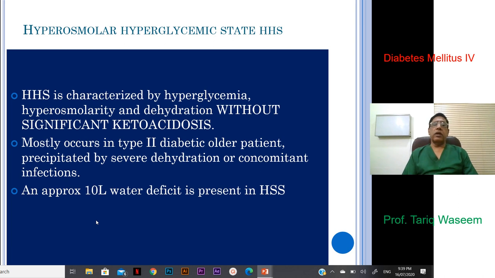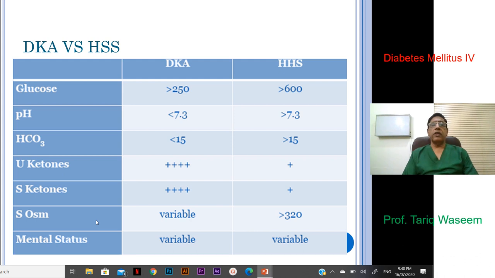It is more common in type 2 diabetics and elderly patients, and is usually precipitated by severe dehydration and concomitant infections. Fluid loss is even worse in the hyperosmolar state than in ketoacidosis. Sometimes they may have lost something to the tune of around 10 liters of water before they develop this HHS. The differences between DKA and HHS should be kept in mind.